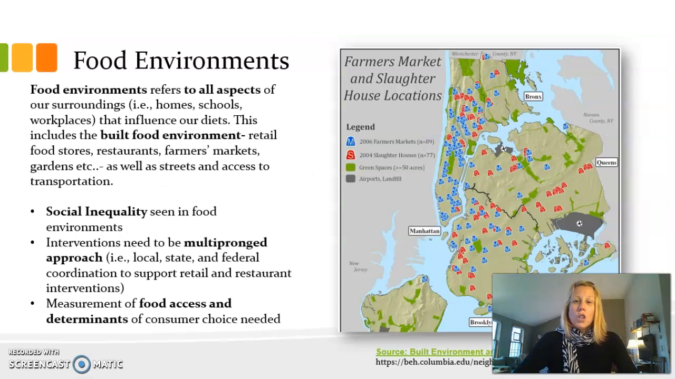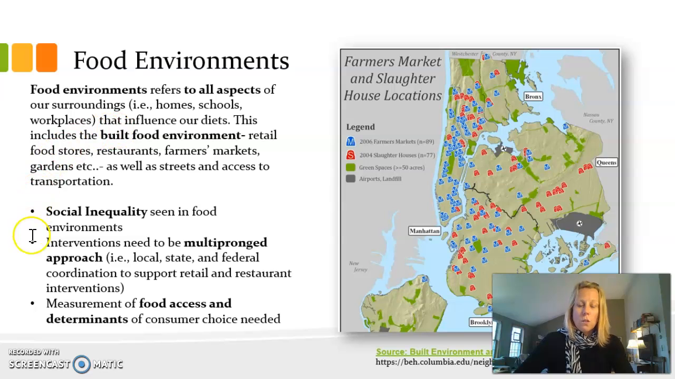Food environments refer to all aspects of our surroundings. This is our homes, our schools, and workplaces that influence our diets. This includes the built food environment, for example, food retail stores, restaurants, farmers markets and gardens, as well as the streets and access to transportation to get to those spaces.